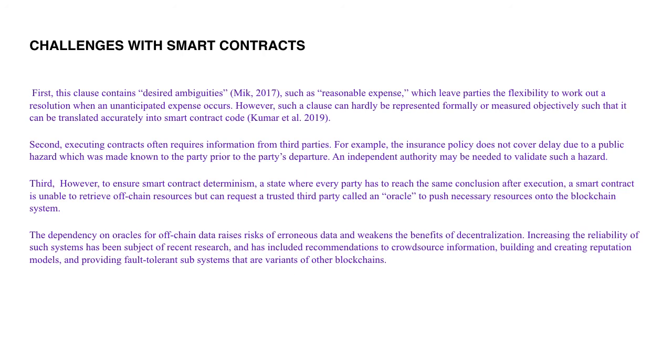Increasing the reliability of such systems has been the subject of recent research and has included recommendations to crowdsource information, building and creating reputation models, and providing fault-tolerant subsystems that are variants of other blockchains. At the end of the day, blockchains and smart contracts, though they are intertwined closely, are not devoid of problems and faults, right? So there are lots of these weaknesses in smart contracts that are subject to research, and over a period of time, all of these problems will go away. So having said that, I would conclude this lecture on smart contracts.